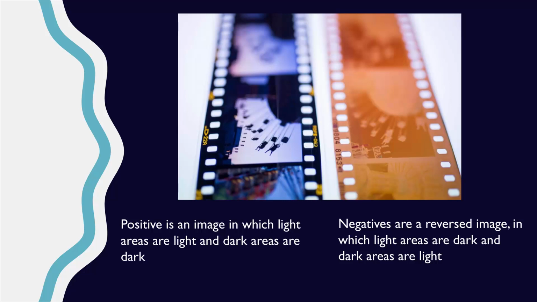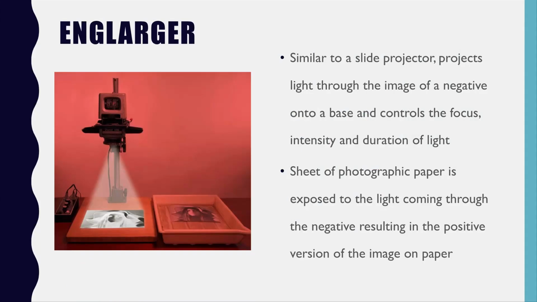The positive film, which is the one on the left, you can see it's colorful. The lights are light and the darks are darks. But the negative of that is the reverse of it. So the darks are light and the lights are darks. So let's go back up.